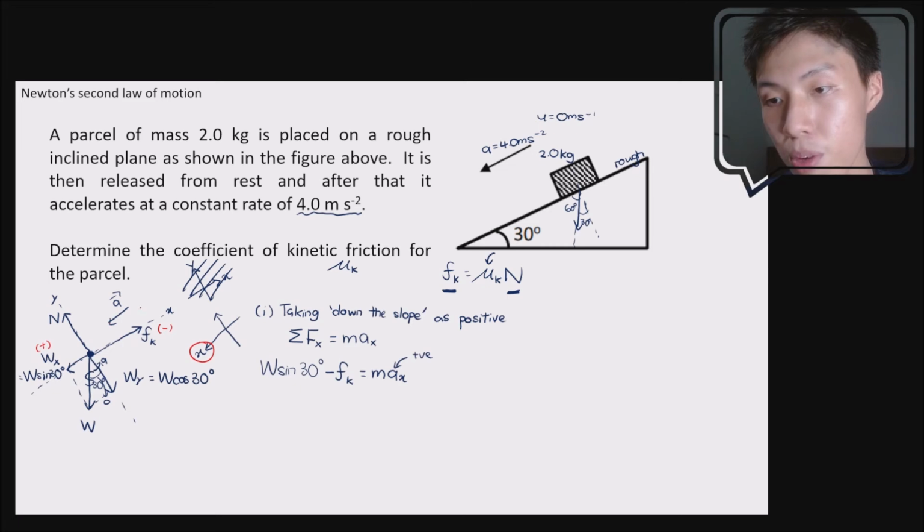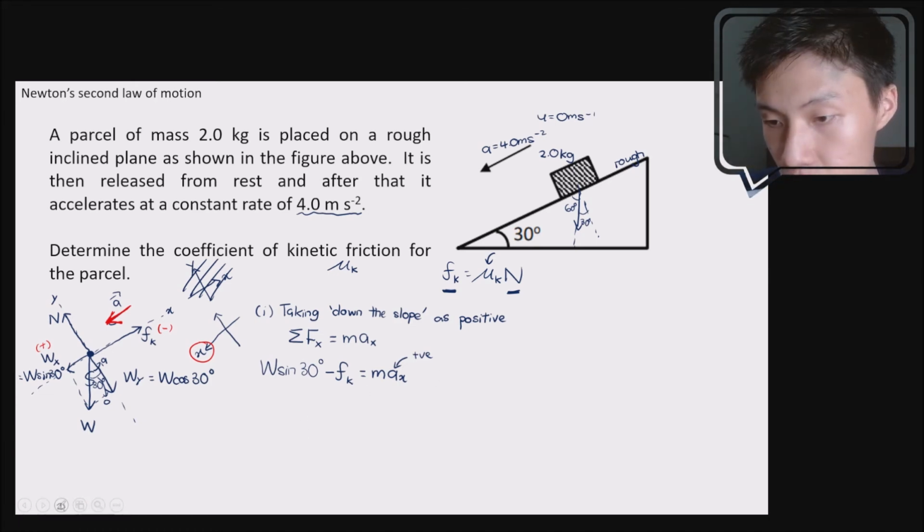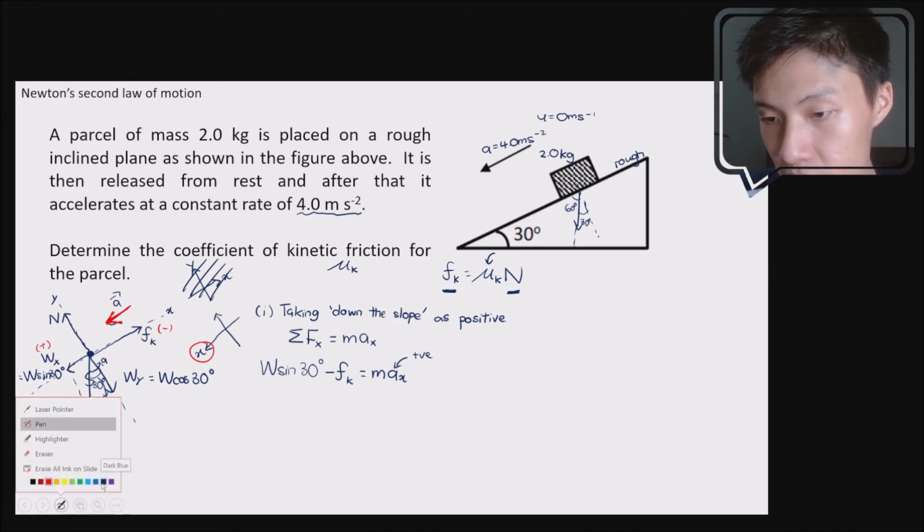Now, because my acceleration is pointing in this direction, my acceleration here will be a positive value. Okay, it takes some practice. We are now flipping the axis. This is something new, but with practice, you get better at it. So we continue. Right now, we are interested in the kinetic friction.